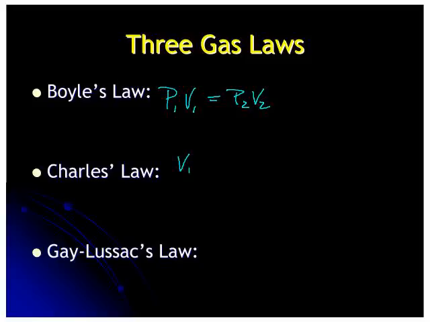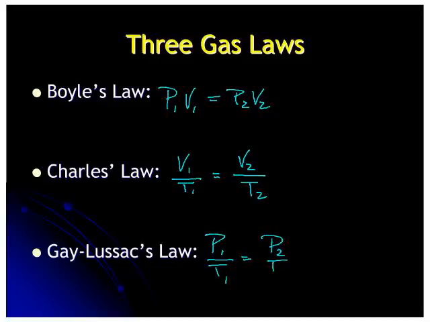Charles' law is a relationship between volume and temperature. So the first volume divided by the first temperature will equal the second volume divided by the second temperature. And then the last gas law is Gay-Lussac's law, which relates pressure and temperature. And pressure and temperature have this relationship. Oops, 2. And this should be divided by also. Okay, so these are the three gas laws.